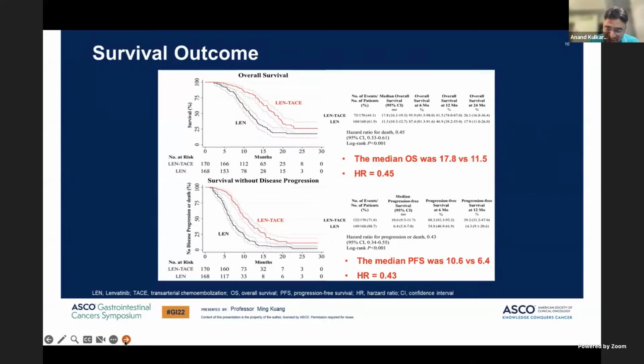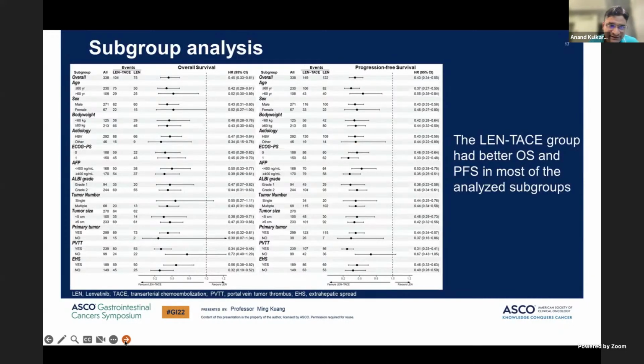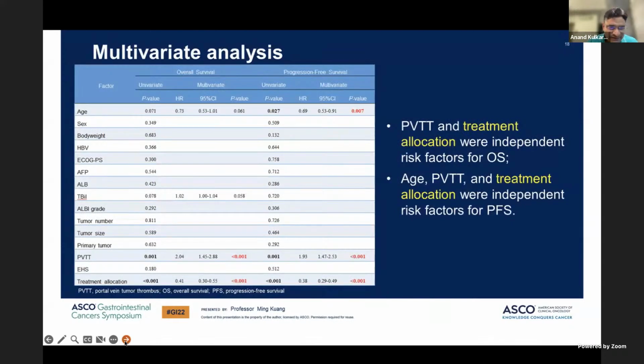This is quite unusual for me because in the original trial, lenvatinib had led to an overall survival of 13 months and progression-free survival of around 7 to 8 months. It is a little less over here compared to the landmark study which was published in Lancet Oncology. On subgroup analysis, irrespective of the etiology, the ECOG performance status, alpha-fetoprotein, tumor size, portal vein thrombosis, the len-TACE group had better overall survival and progression-free survival across all the spectra.